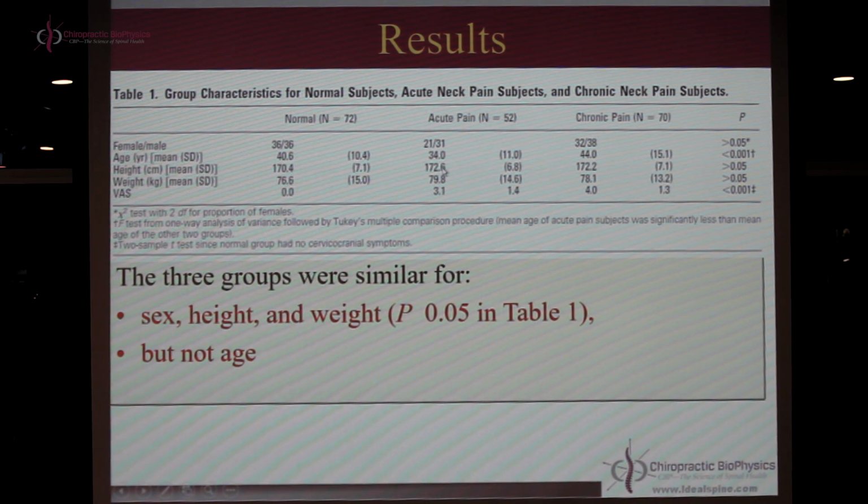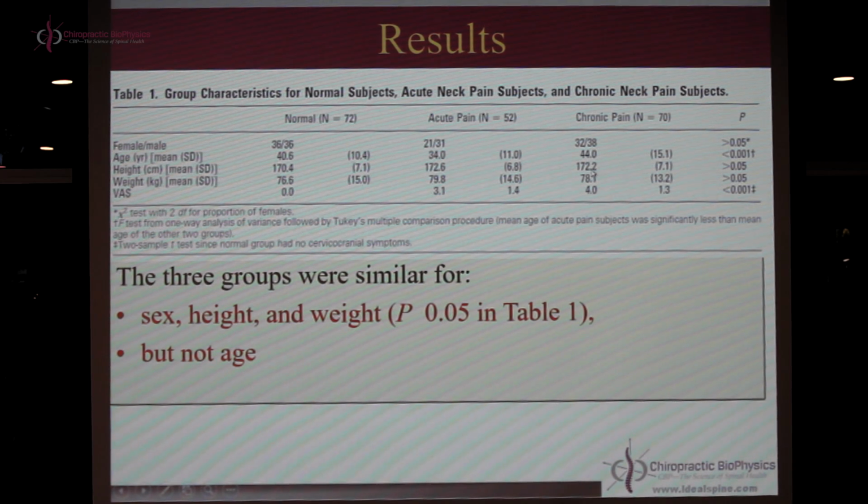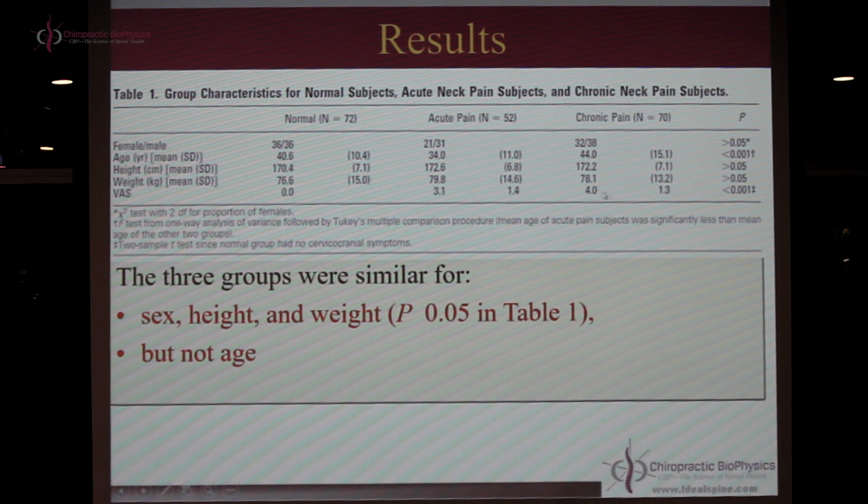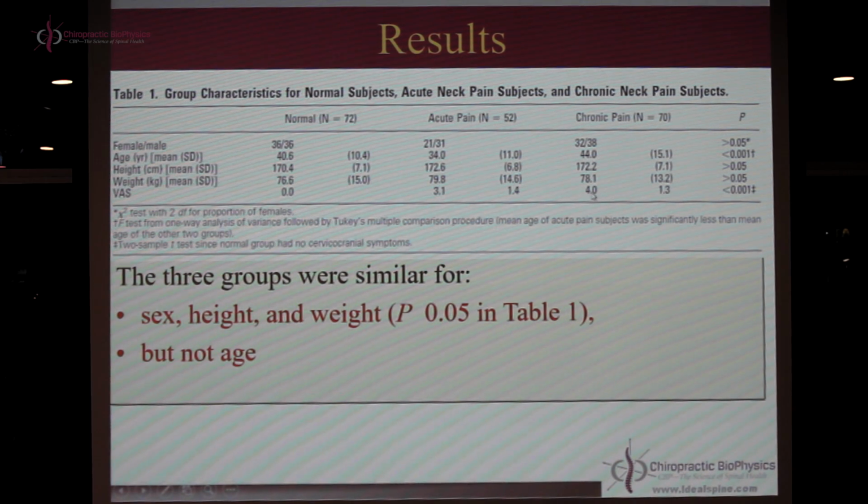172.6 centimeters in height, no statistically significant differences, and then 79.8 kilograms. And then the pain scale is a 3.1. And then our chronic pain group, male to female ratio 32 to 38, 44 years of age, 172 centimeters height, 78 kilograms, 4 out of 10 in their pain. This is moderate chronic pain.